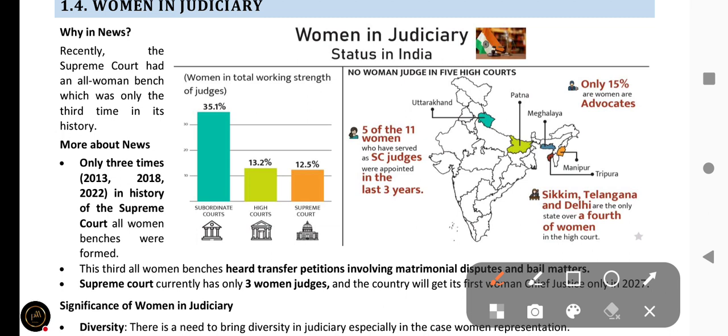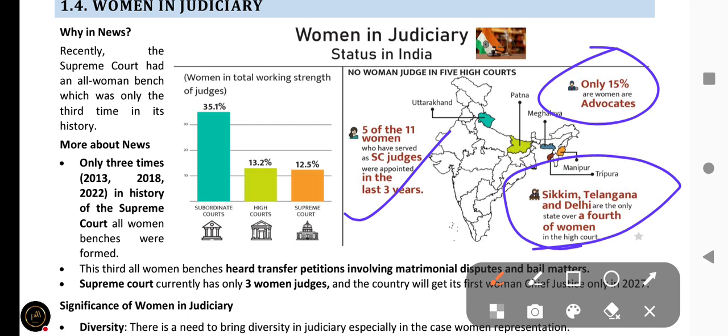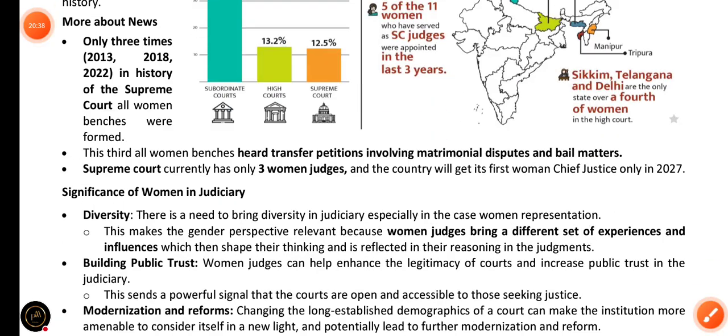Here is more of the picture about women in the judiciary. Only 15% of advocates are women. Five out of 11 women who have served as Supreme Court judges were appointed in the last three years. Sikkim, Telangana, and Delhi are the only states with over a fourth of women in the High Court. So you can remember.